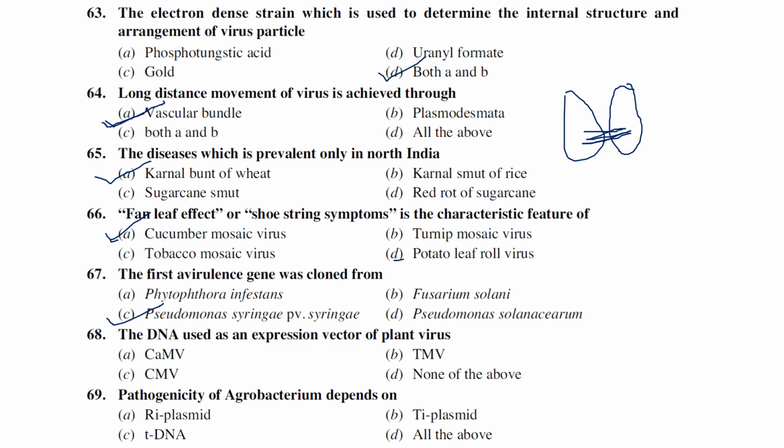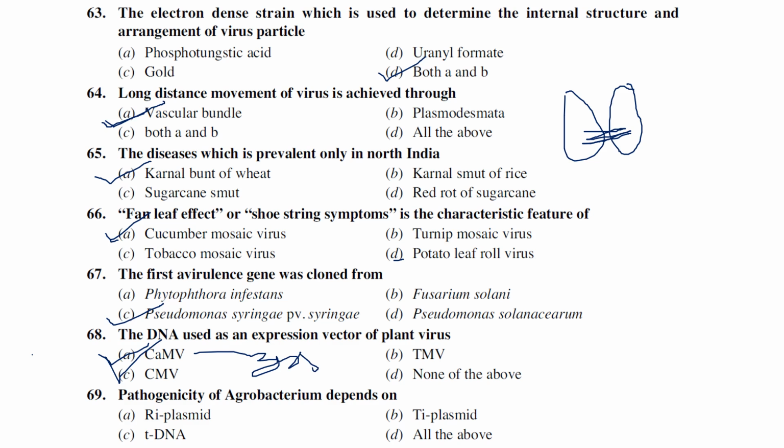The next one is the DNA used as an expression vector in the following plant viruses: cauliflower mosaic virus, tobacco mosaic virus, cucumber mosaic virus. Actually, two kinds of DNA promoters are present in cauliflower mosaic virus: 35S and 19S. Among the 35S and 19S, 35S is the most well-known and most efficient expression vector, which we can use from CaMV, that is cauliflower mosaic virus. So the answer is cauliflower mosaic virus. If they ask for the promoter name, that is 35S.